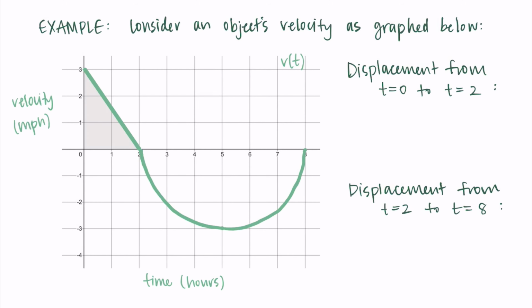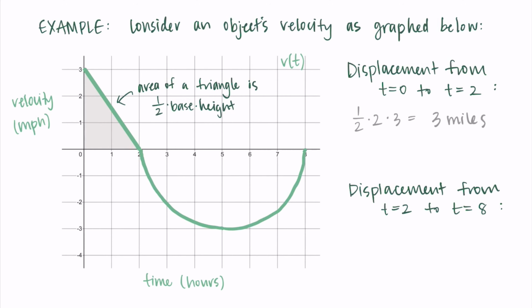Okay, so for the first displacement from 0 to 2, we're just looking at this little triangle portion. So remember that the area of a triangle is 1/2 times the base times the height. So here the base is 2 and the height is 3. So simplifying that, I'm getting 3 as my solution. And the units here are miles, since we're doing hours times miles per hour. So I'm just going to go ahead and label that section as 3 miles for the area.